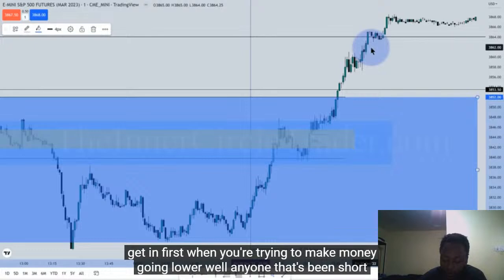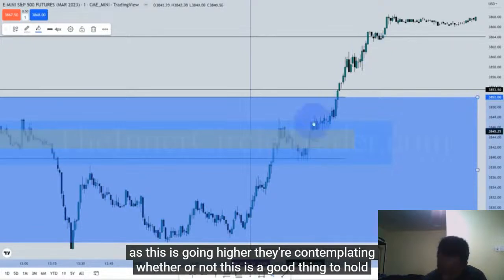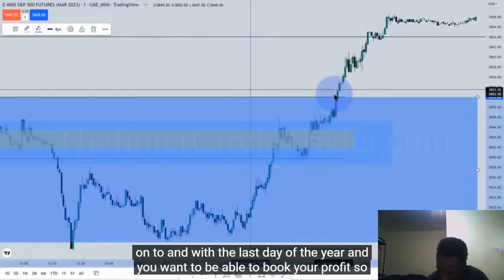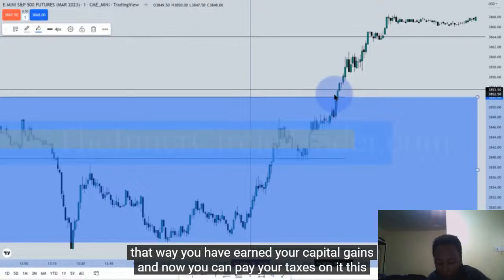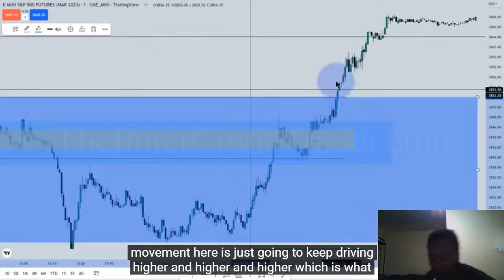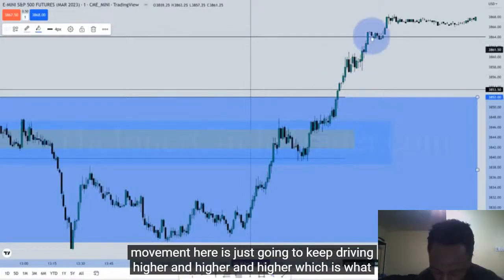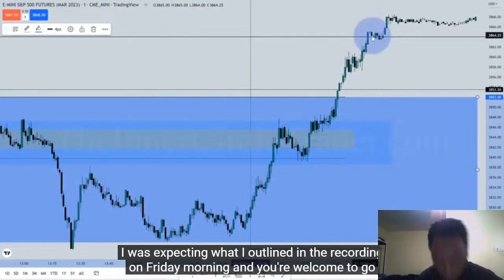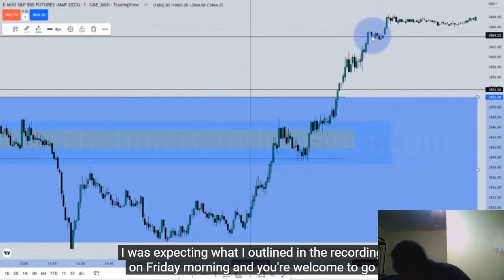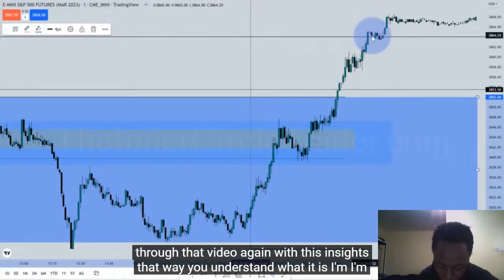Well, anyone that's been short, as this is going higher, they're contemplating whether or not this is a good thing to hold on to. And with the last day of the year, you want to be able to book your profit, so that way you have earned your capital gains, and now you can pay your taxes on it. This movement here is just going to keep driving higher and higher, which is what I was expecting, what I outlined in the recording on Friday morning. You're welcome to go through that video again with insights, that way you understand what it is I'm explaining.